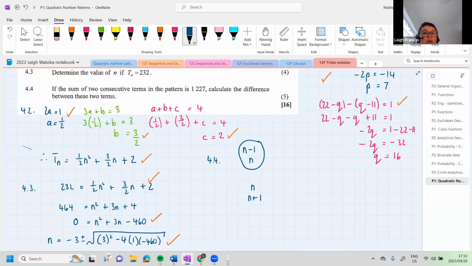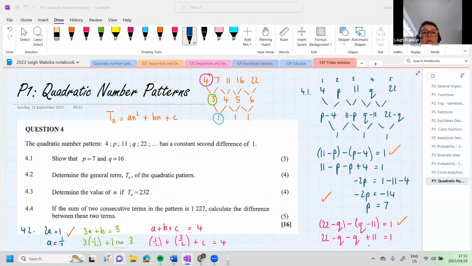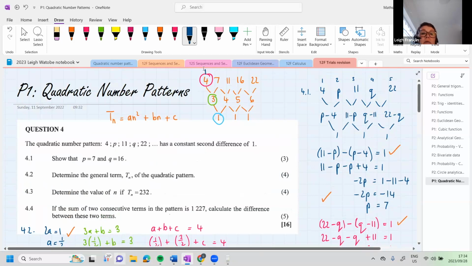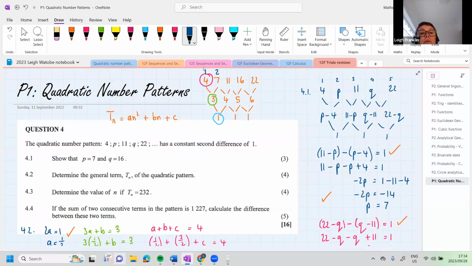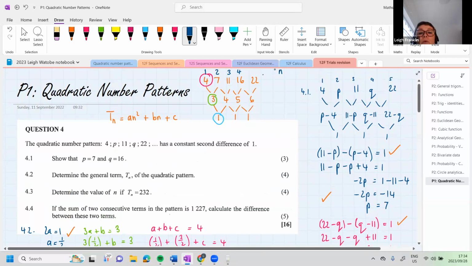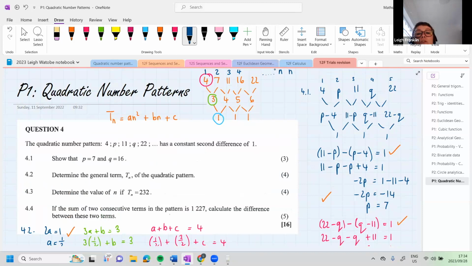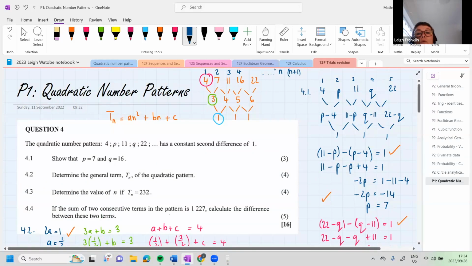In other words, what I'm trying to say to you is this. If we go back to our original pattern, this is term number 1. So this is term number 2 because it's 1 plus 1. This is term number 3 because it's 2 plus 1. This is term number 4 because it's 3 plus 1. Does that make sense to you? So if you are talking about the nth term somewhere all the way down here, the next consecutive term is going to have position n plus 1. And then after that would be n plus 2.